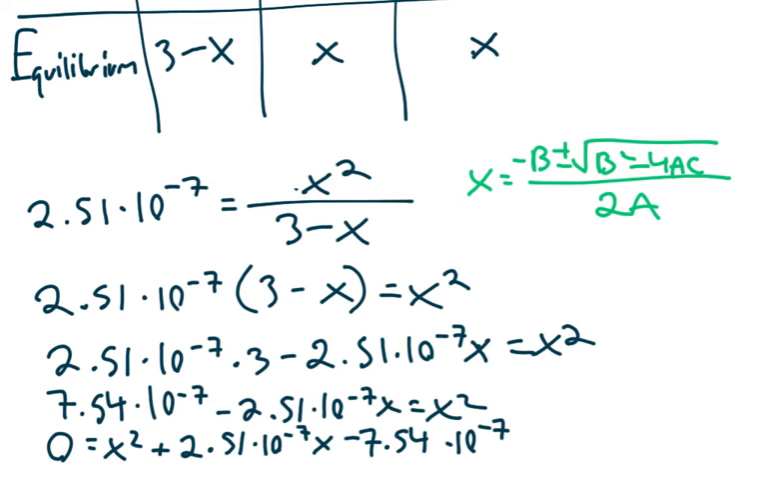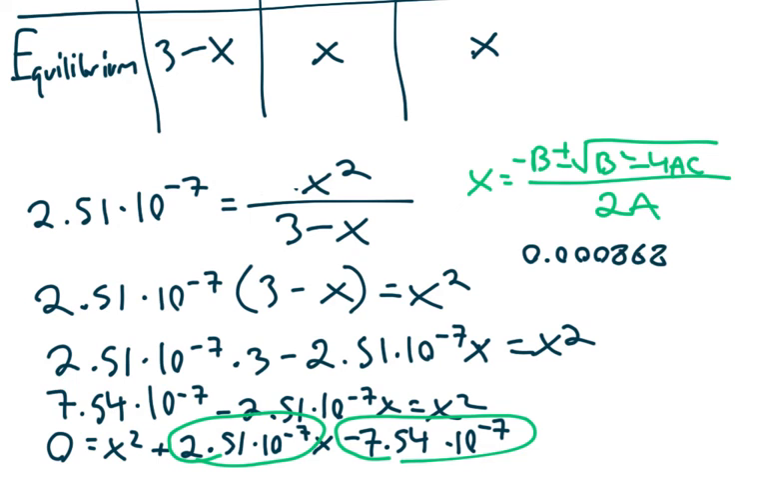And there are going to be 2 possible answers, but if you do this right, one of them is going to be negative. And can molarity be negative? No, it cannot. So in this case, A is 1. A is pretty much always going to be 1 in these problems. B is this, and then C is that. So pop these into a quadratic formula calculator, and what you get is one of your answers is 0.000868. And remember, this is molar because we're solving for concentration. The other answer is negative, and that's not going to be the answer because you can't have negative molar.